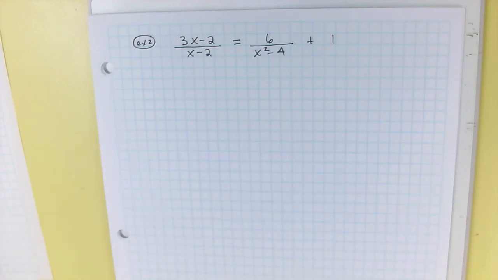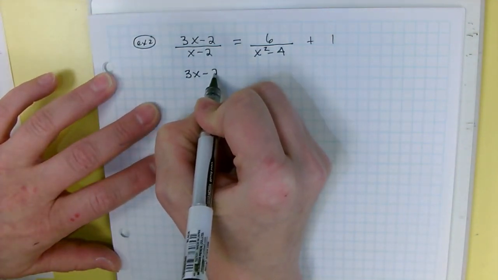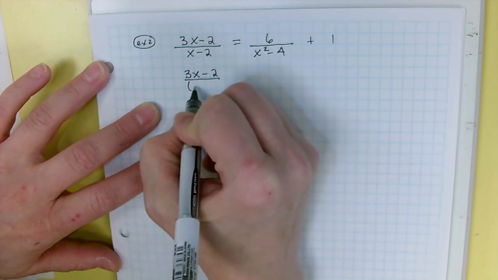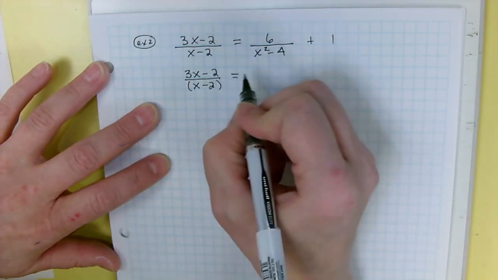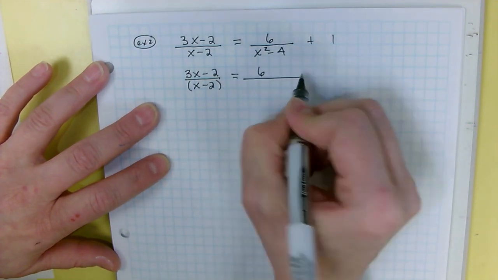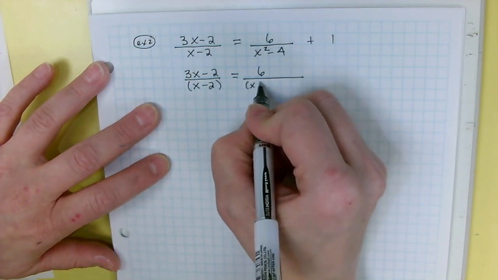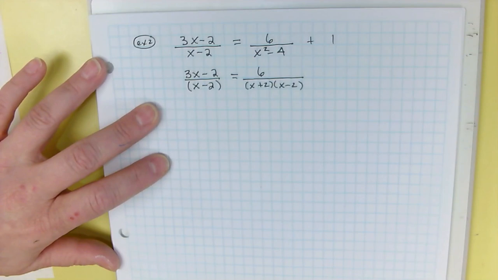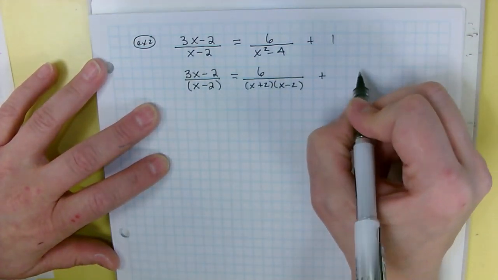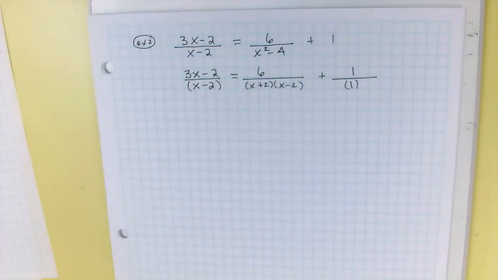All right, so your very first step, factor the denominators. So in the case of the x minus 2, it's as factored as it gets. So x minus 2, just put it in parentheses, equals 6 over. Now, x squared minus 4 is the difference of 2 squares. So x plus 2 times x minus 2, and that one's factored. Now, the 1 has nothing under it but a placeholder 1, and that's factored. Okay, so that's step 1.